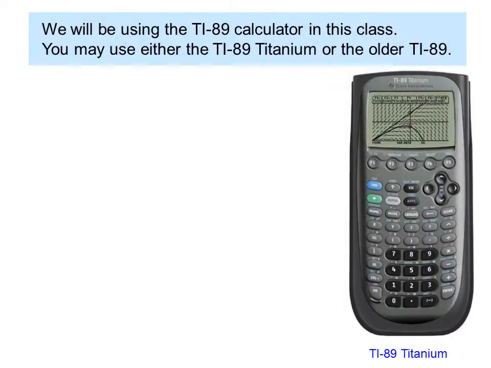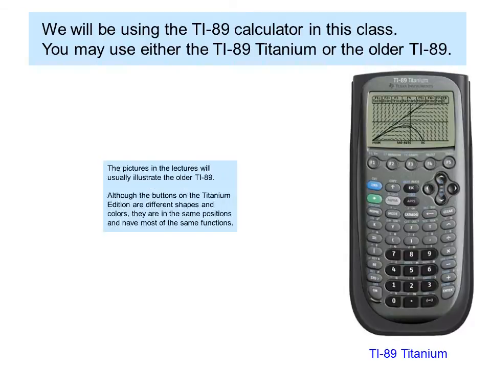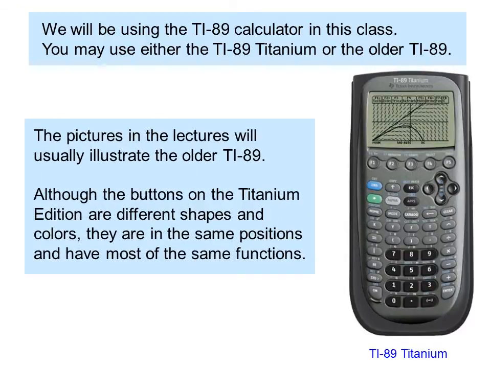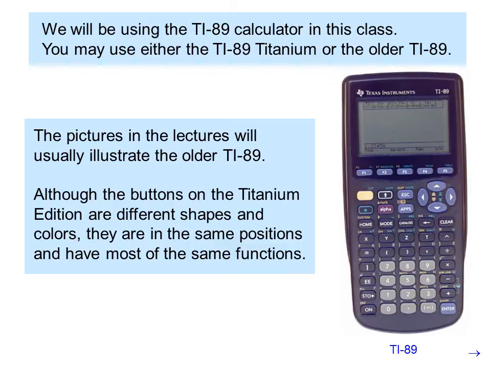Many of the students in the class will be using the TI-89 calculator. You may use either the TI-89 Titanium or the older TI-89. The pictures in the lectures will usually illustrate the older TI-89, although the buttons on the Titanium edition are different shapes and colors. They are in the same positions and have most of the same functions. The TI-89 is an awesome calculator and does amazing things.